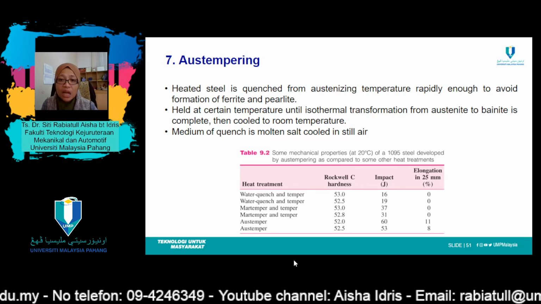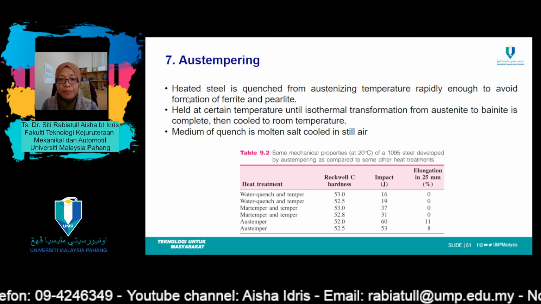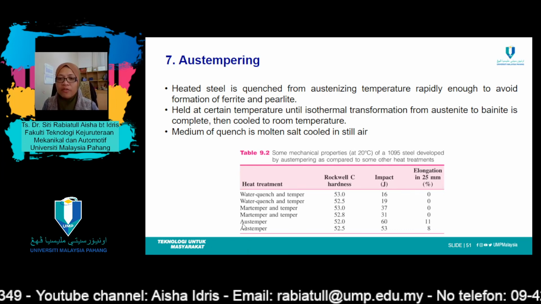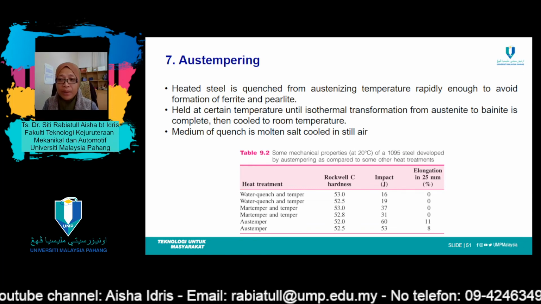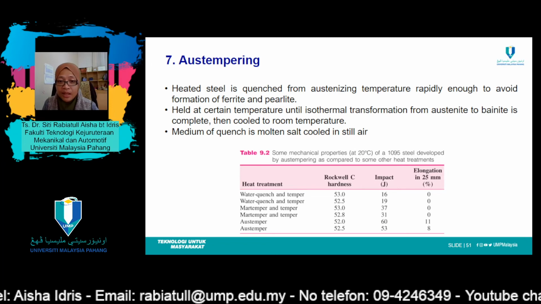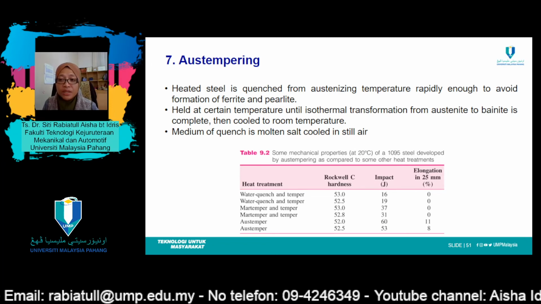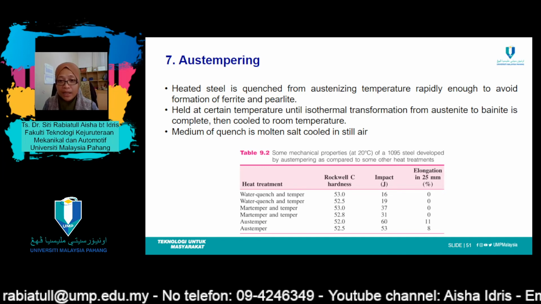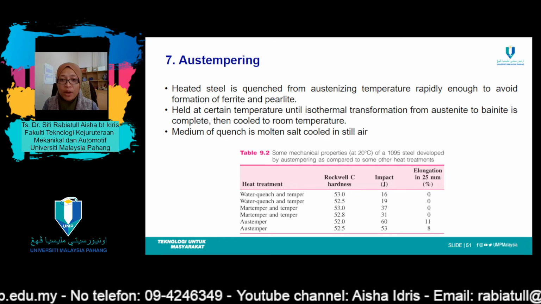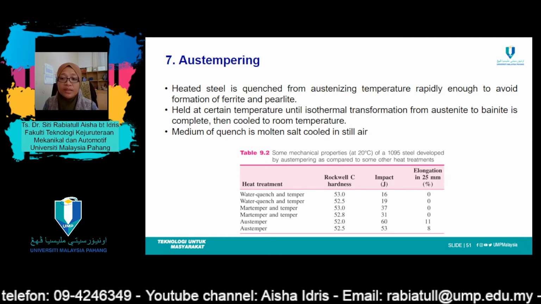Number 7 is austempering. In austempering, steel is heated and quenched from austenitizing temperature rapidly enough to avoid formation of ferrite and pearlite, and then held at a certain temperature until isothermal transformation from austenite to bainite is complete, and then cooled at room temperature. The quench medium is a molten salt, cooled in still air.